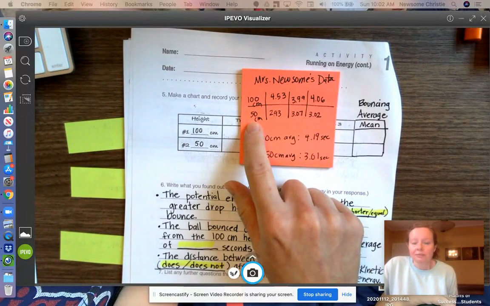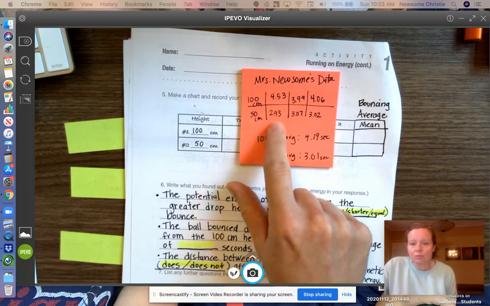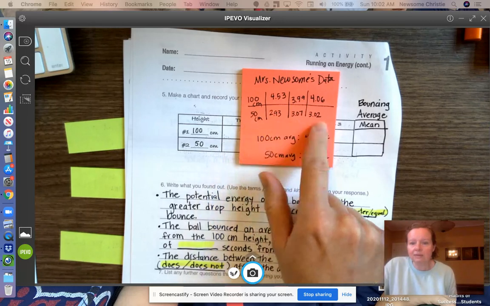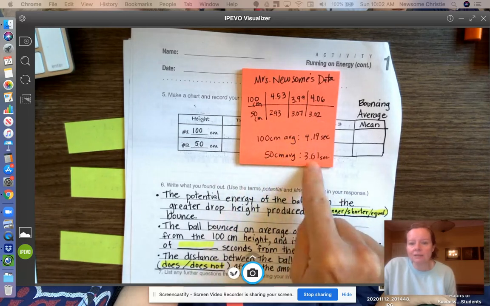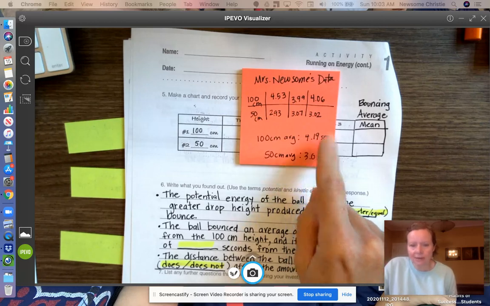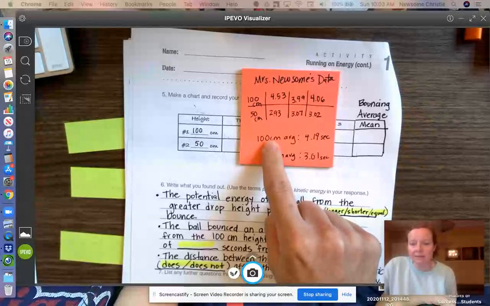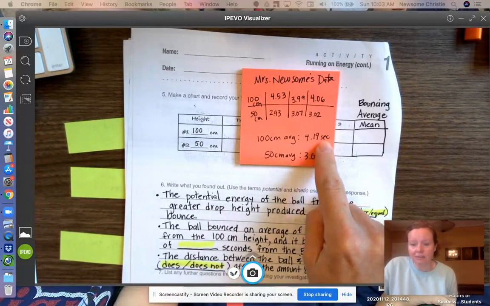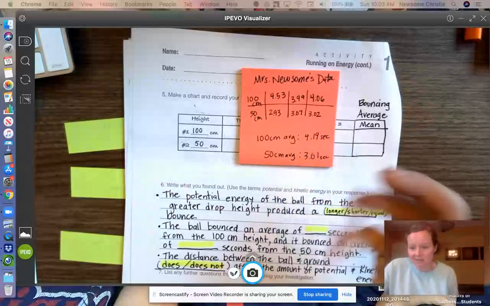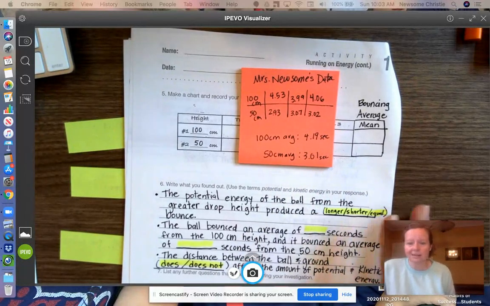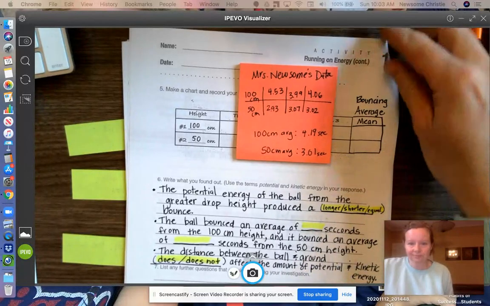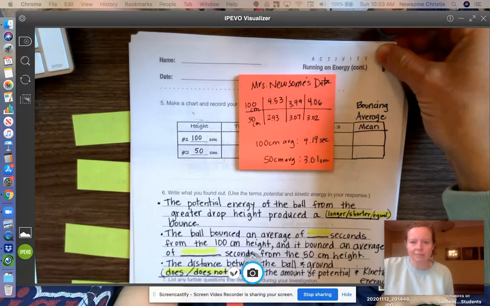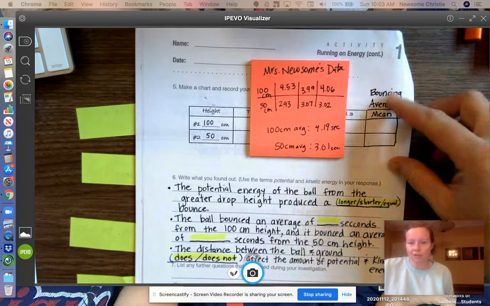seconds. From 50 centimeters, the ball bounced 2.93, 3.07, and 3.02. So I added those up and divided by 3. And so I got an average bounce time of 3.01 seconds. So for my experiment, the higher drop height did have a longer bounce time. Okay, just so you could see as you're going through here, and you can see if you found a similar thing, or if your data had a different result. But my guess is that you found something similar to mine.